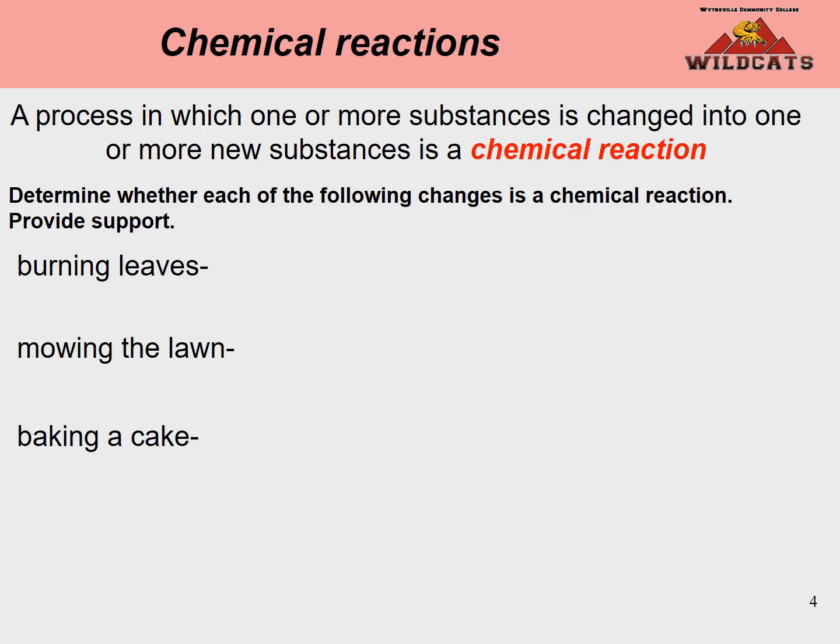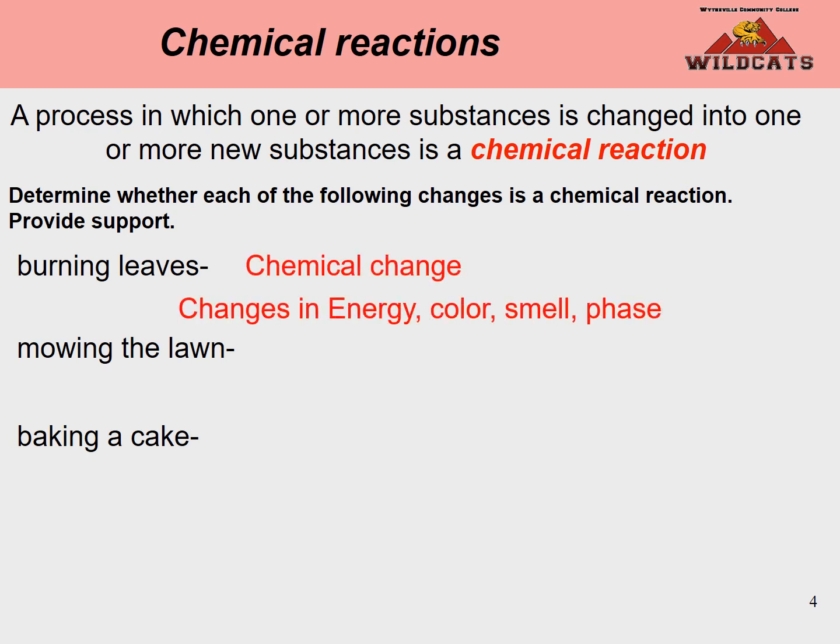So what we first need to do is a process in which one or more substances change into one or more new substance, like we said, is a chemical reaction. So we need to determine whether each of the following changes is a chemical reaction, and then we need to provide some support. Okay, so burning leaves is a chemical change because we end up with a change in energy, color, smell. We end up with a phase change. Definitely can smell those burning leaves in the fall, and we get a solid that eventually turns into a gas. And we definitely get the leaves going from brown to black.